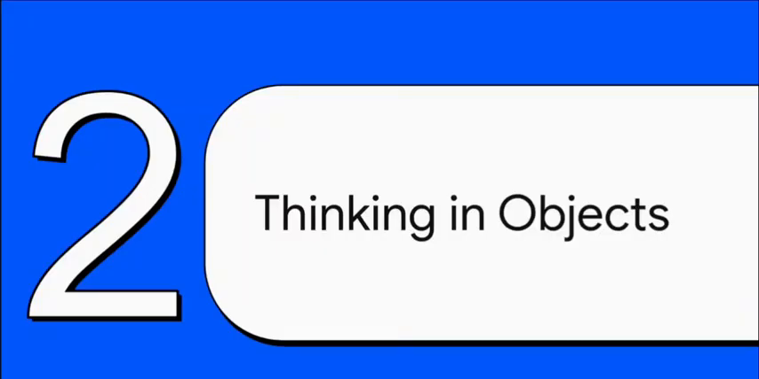So how do we break out of this loop? Well, it starts with a pretty fundamental shift in how we approach our programs. We have to start thinking in objects. And this isn't just about learning some new syntax, not at all. It's a completely different, and I think you'll find, a much more intuitive way to think.